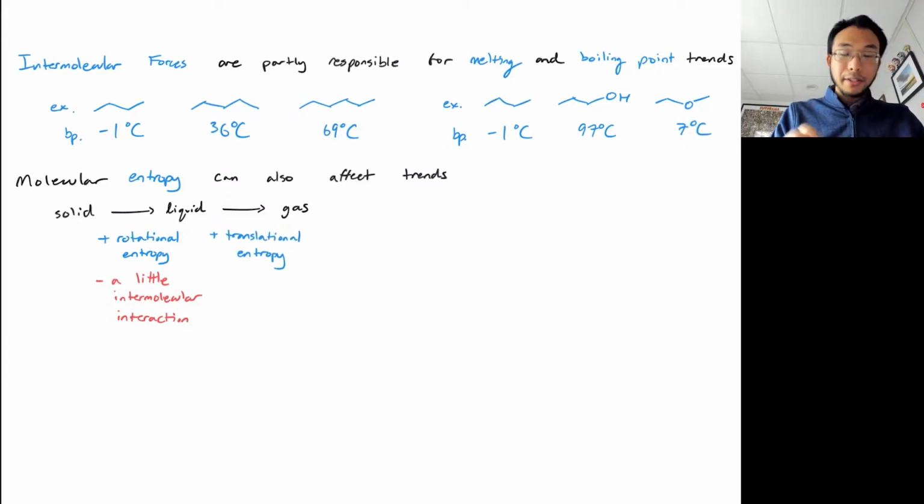Now when we enter the gas phase, a molecule now goes from having these rotational degrees of freedom, electronic degrees of freedom, and vibrational degrees of freedom, to also gaining translational degrees of freedom, meaning that it can now move in X, Y, and Z much more significantly than it could as a liquid.